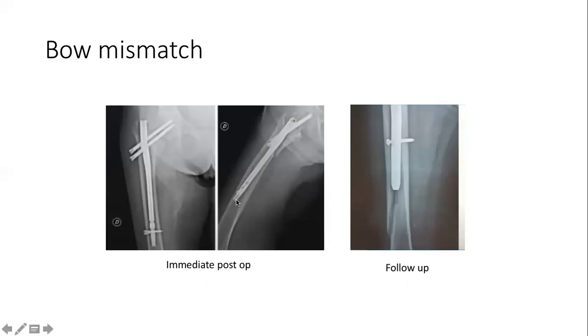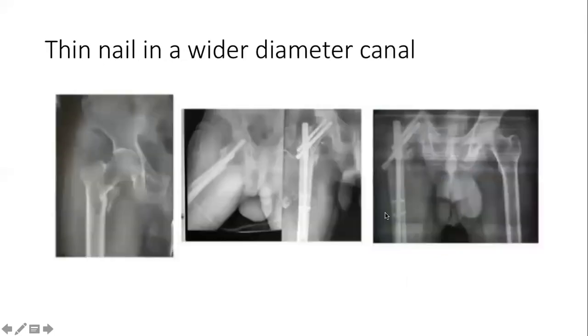So we have to be very careful during bow mismatch, and especially what we must remember is that when inserting the nail, the nail should not have to be hammered. If we have to hammer the nail, then there is something wrong in regards to the bone. The nail should easily glide to a central position of the canal.